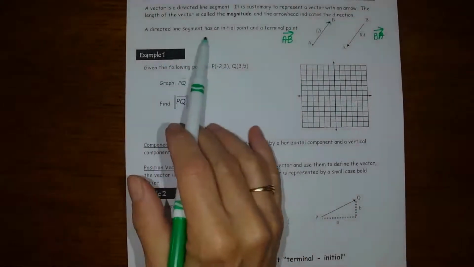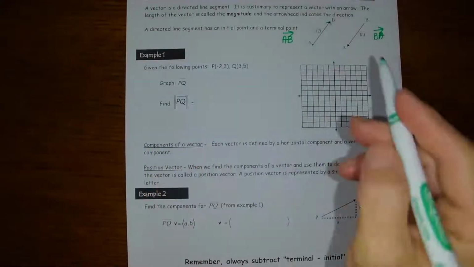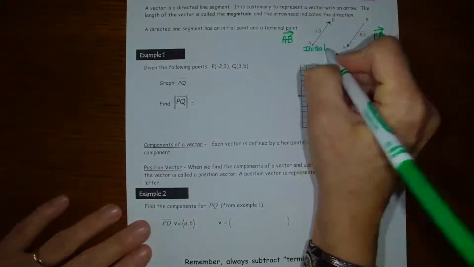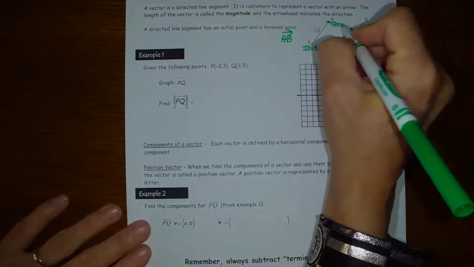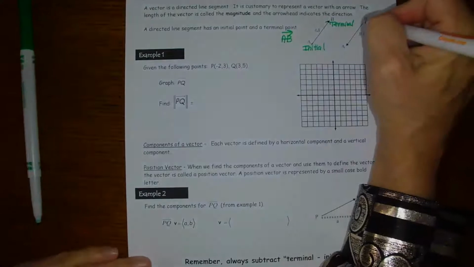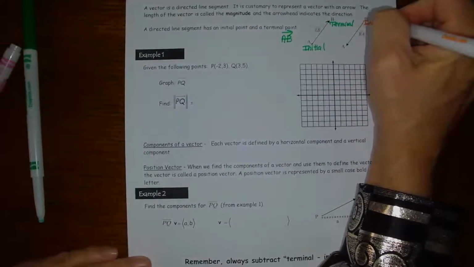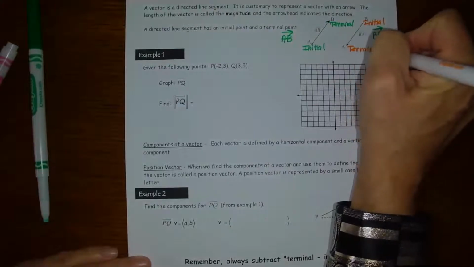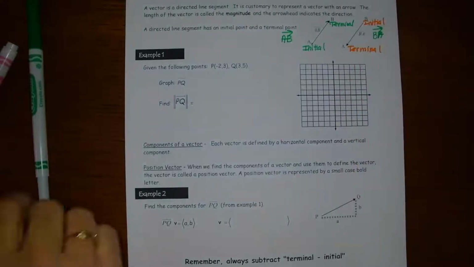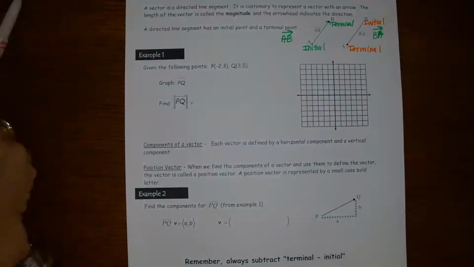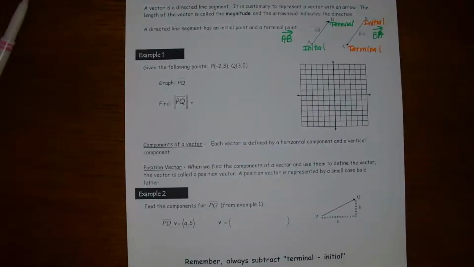A directed line segment has an initial point and a terminal point. Thus, the piece with the dot is initial, and this is terminal. On this guy, this is initial because it has a dot, and this is terminal. And it's important that you can tell the difference between those, because when we do some vector operations, if you have them backwards, your signs will be backwards.